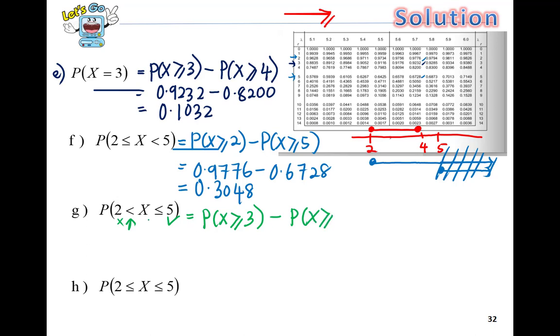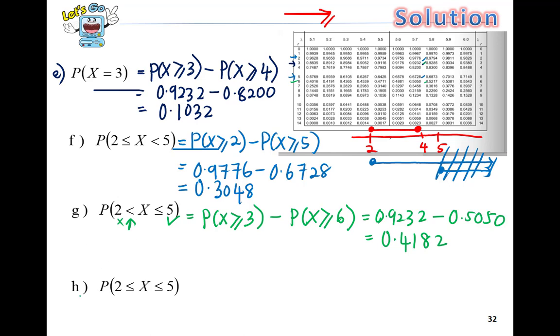Okay, now we are going to reject 5. We have an equal sign, so we need 5. Then we are going to reject 6. Okay, then from the table we have probability r equals 3 is 0.9232, and then we are going to subtract r equals 6, 0.5050. So it will be 0.4182.